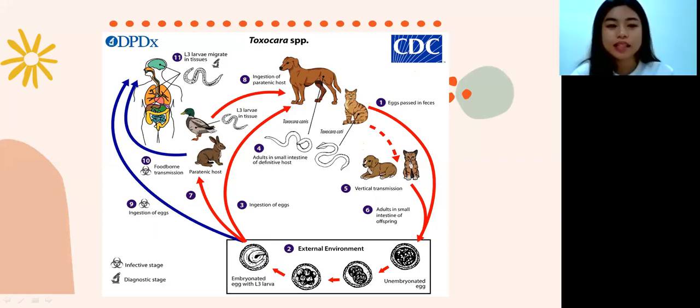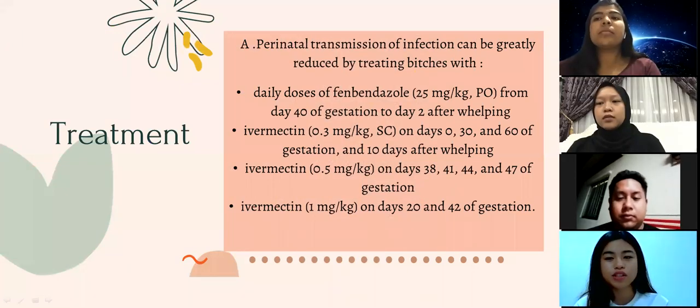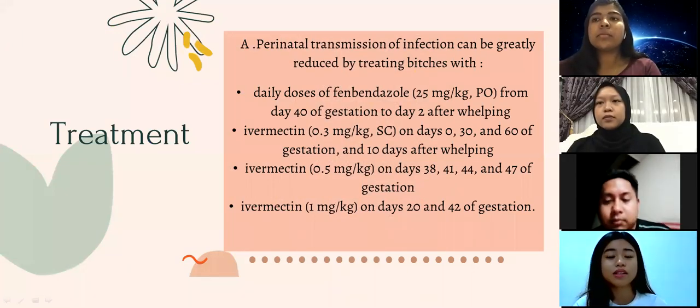Thank you, and now I'm going to talk about, most importantly, the treatment for toxocariasis. As we all know, toxocariasis can be transferred from adult to offspring, so it is most important to tackle the adult for treatment. Perinatal transmission infection can be greatly reduced by treating the bitches with several methods.